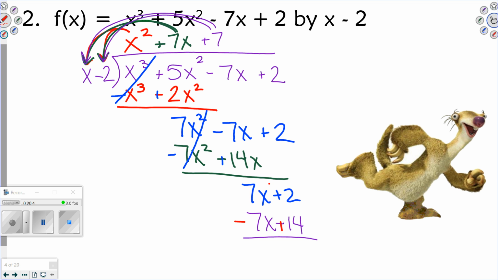So then my 7x's cancel. And then 2 plus 14, 16. What do you multiply x to get 16? You can't, right? It doesn't have an x on it. So that means I'm done. So once I hit a point like that where my x's and all that don't line up, I'm done. So this is my remainder. You always add on your remainders. And it's going to be 16 over what you're dividing by, x minus 2.